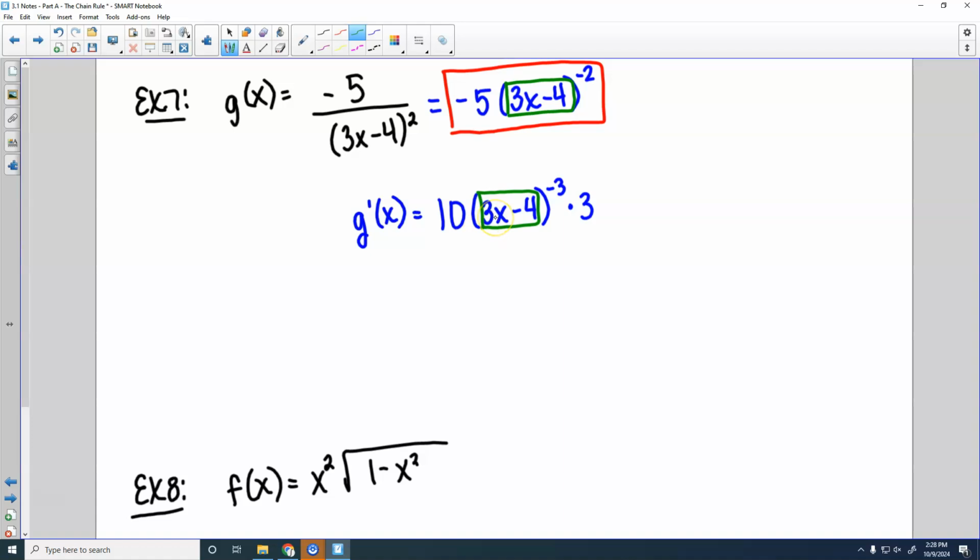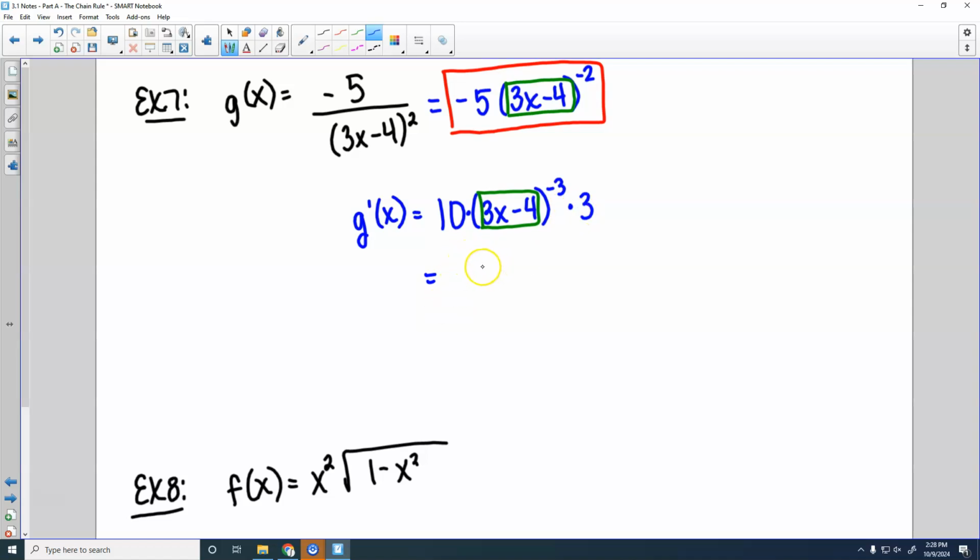So we do just power rule here. That 3x minus 4 stays the same. You don't touch it. Then multiply by the derivative of the inside, which is just 3. They're probably going to clean it up a little bit here. Remember, everything's multiplied. 10 times this stuff times 3.